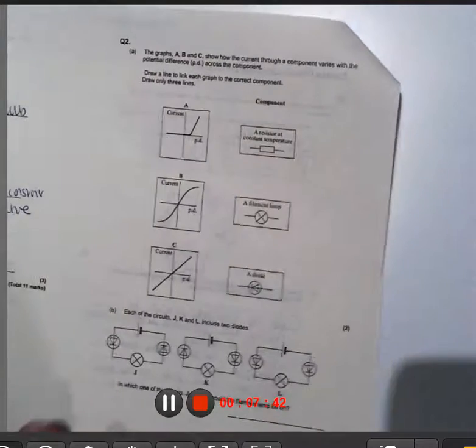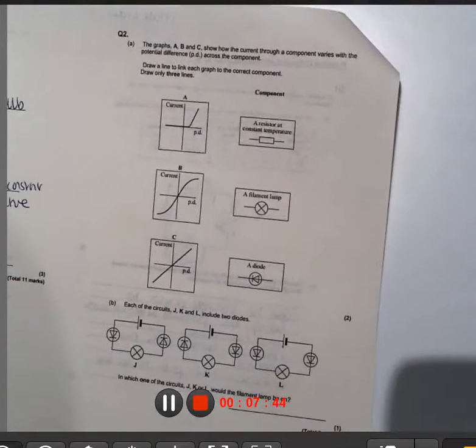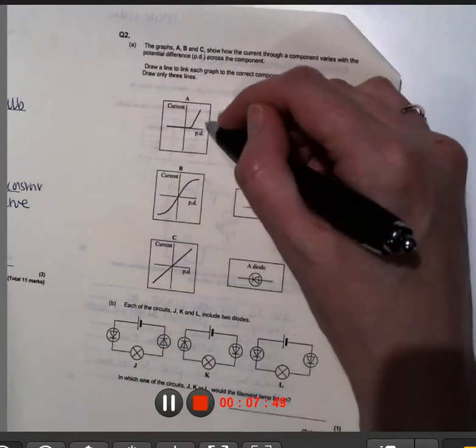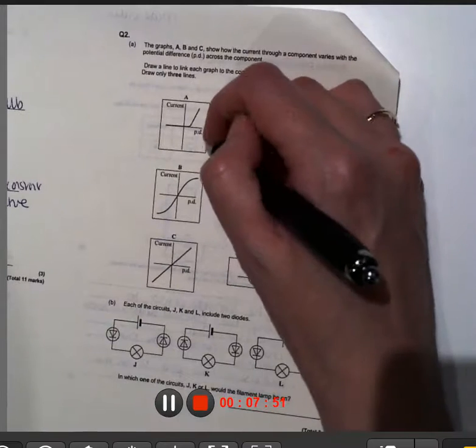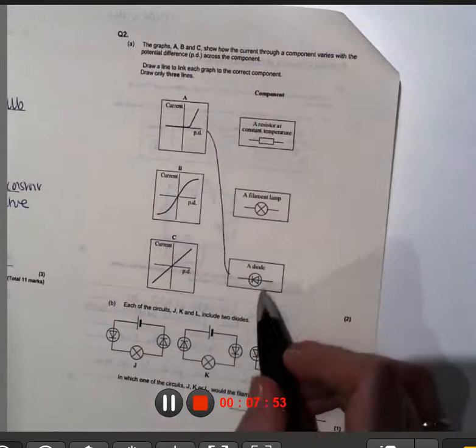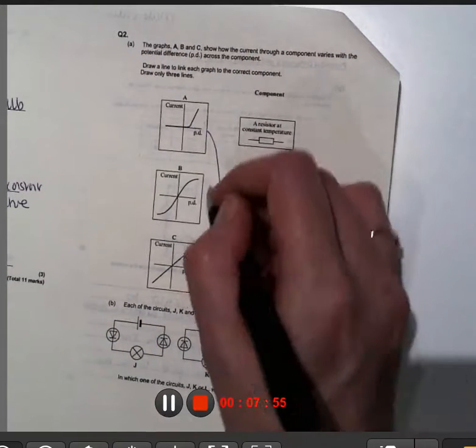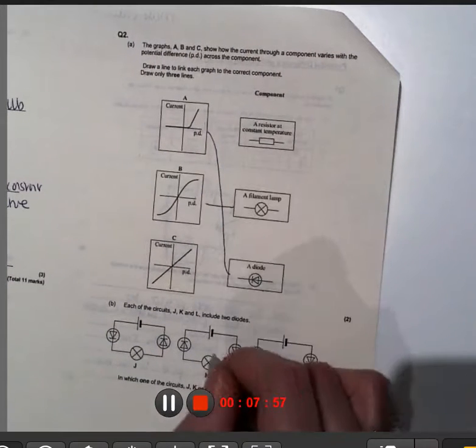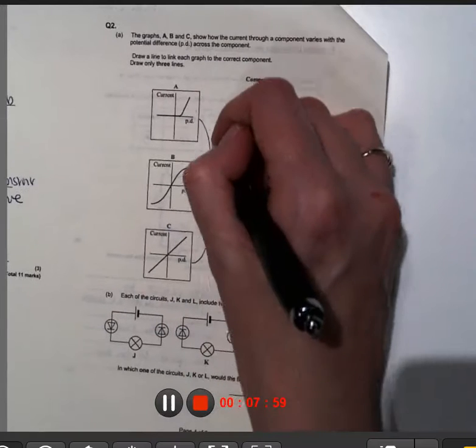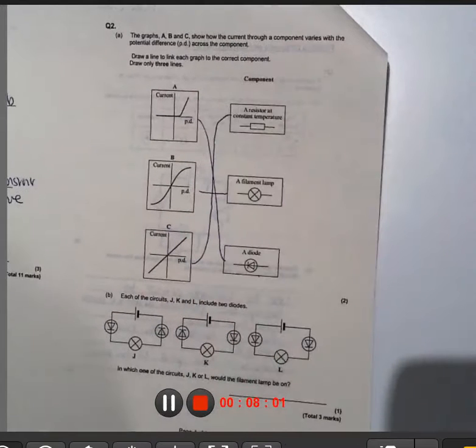Question 2. The graphs A, B and C show how the current through a component varies with potential difference. You need to match them up. So this one's the diode. That's the diode symbol there. The S one is a filament lamp. And the straight line is a resistor.